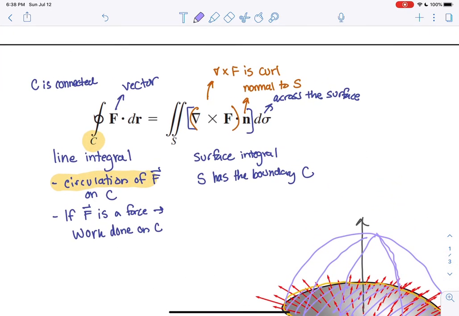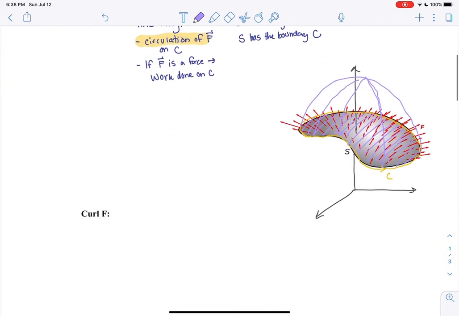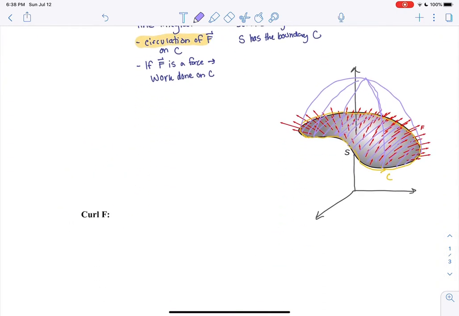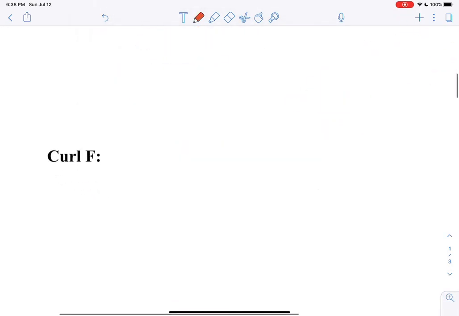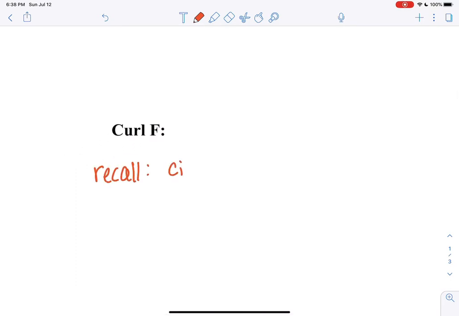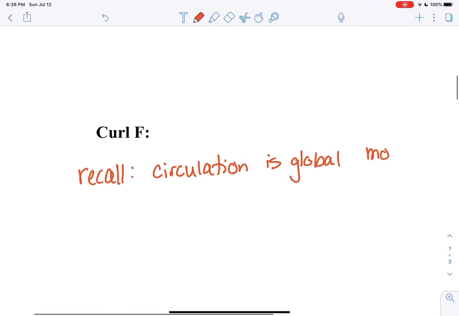So I mentioned on this right-hand side, you're really doing a surface integral of the curl of the vector field. So I want to spend a second here talking about what the curl of a field really is. I know we've talked a lot about circulation. Circulation, just as a recall, is like the macroscopic tendency for things to move in a circular pattern. So circulation is global movement in a circle.